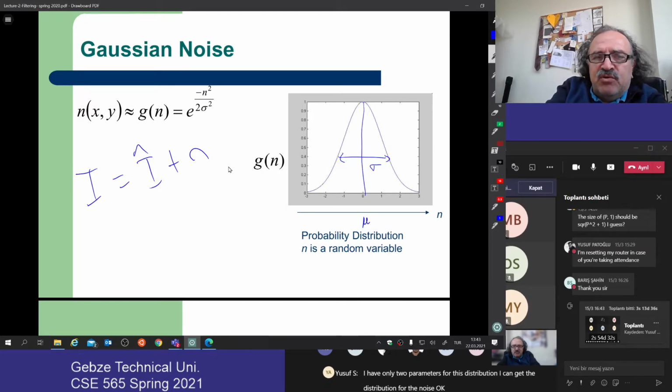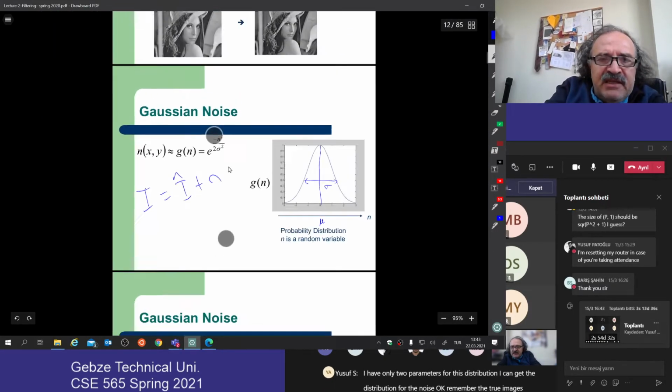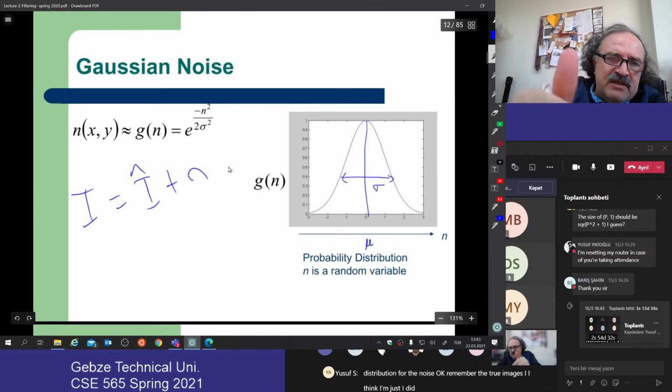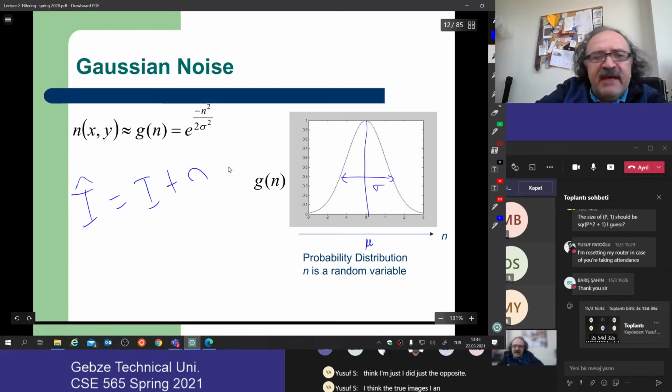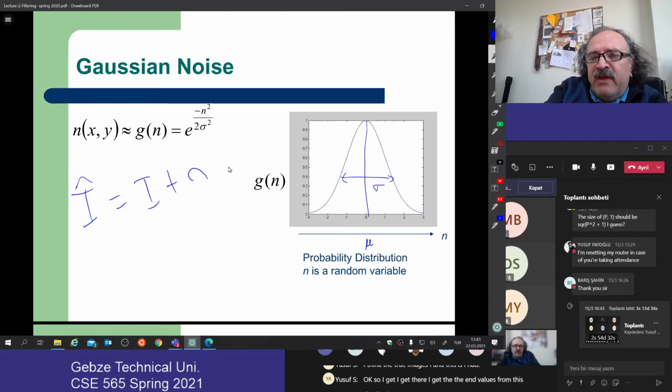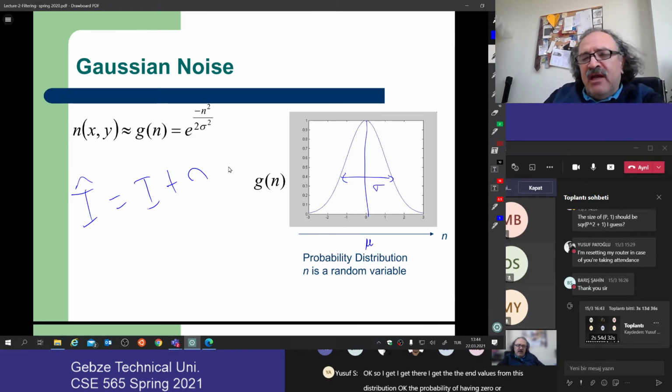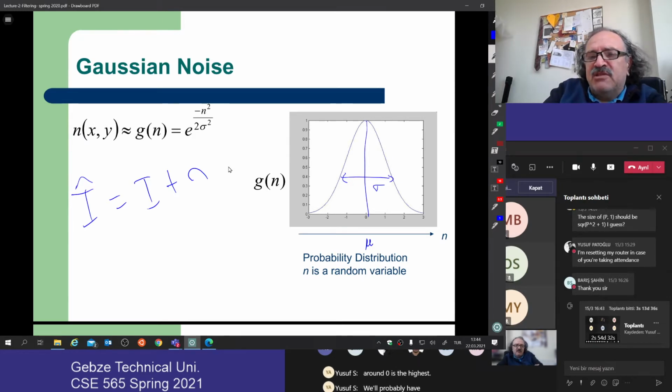Remember the true image is I and this is I hat. I get the n values from this distribution. The probability of having 0 or values around 0 is the highest. The probability of having values smaller than -3 or larger than 3 is very, very slim, but it is not 0.